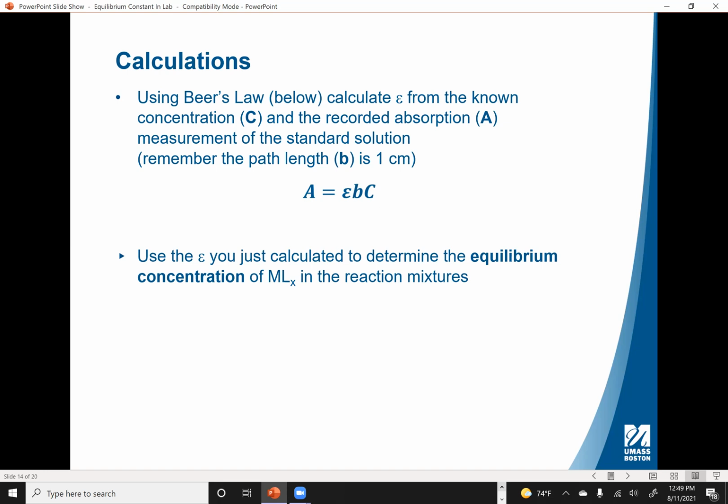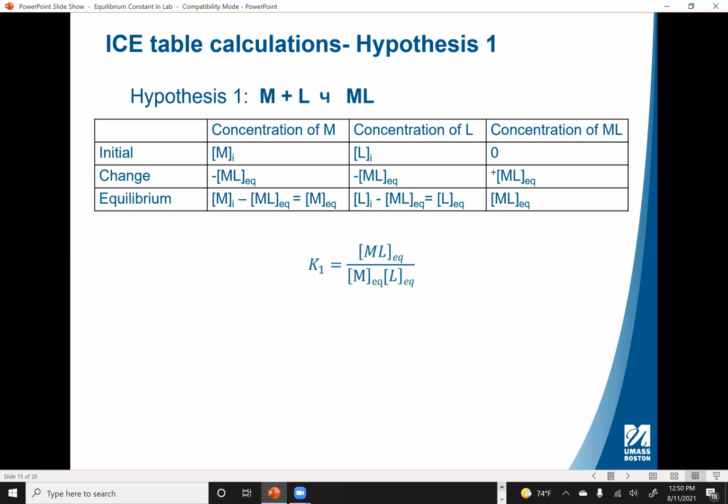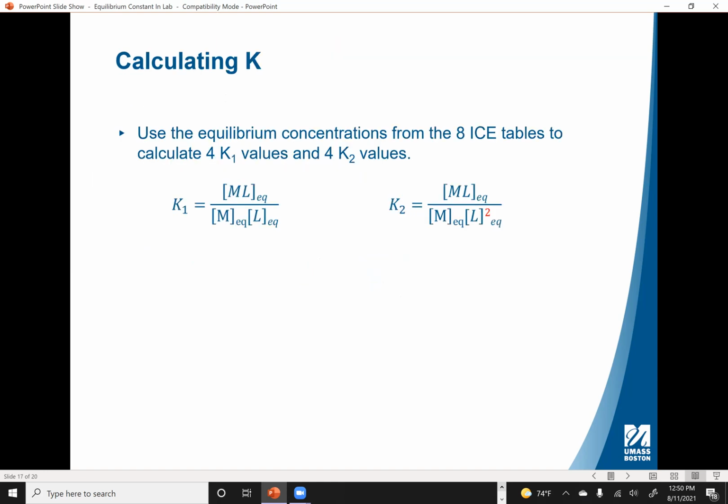So if you remember from Beer's law, the extinction coefficient is a physical property of a molecule. So the extinction coefficient of the standard solution is going to be a constant that we can use for all of our other different concentrations. Okay, and that is how we will compare all of our unknown ML complex things. Okay, so all right, we did that already.